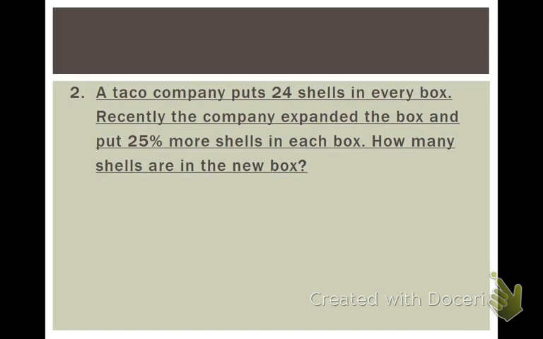So the first thing we got to do is find out how many more they're adding to their box of 24. Does anybody know how to find how many they're going to add to that box of 24? How would I do that? Okay, you want to turn 25% to a decimal. What do you get when you do that?